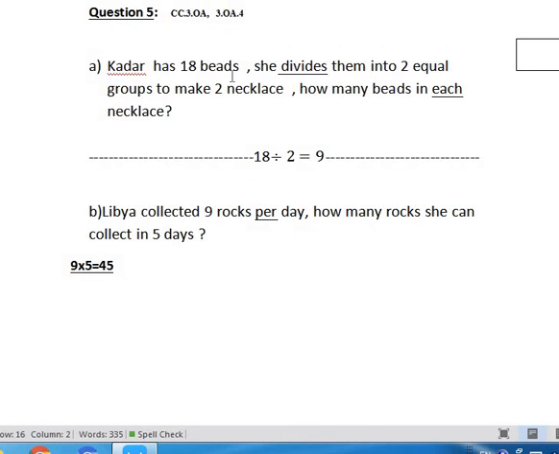Qadr has 18 beads. She divides them into 2 equal groups to make 2 necklaces. So divide means 18 divided by 2, 9. Libya collected 9 rocks per day. How many rocks can she collect in 5 days? 9 times 5 equals 45.